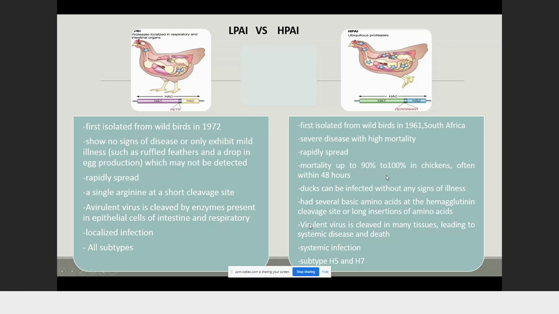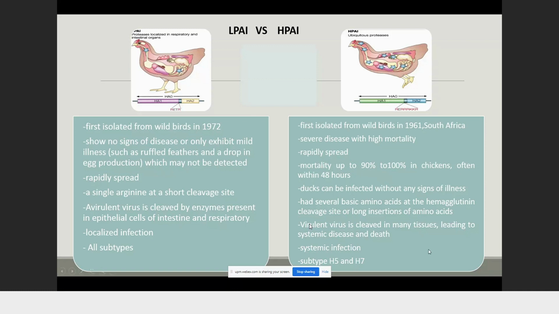But this is not true for wild animals or wild birds. This is important to take note of, because if you later see high mortality in a flock of chickens, you will suspect highly pathogenic avian influenza. Both strains spread rapidly and are contagious.